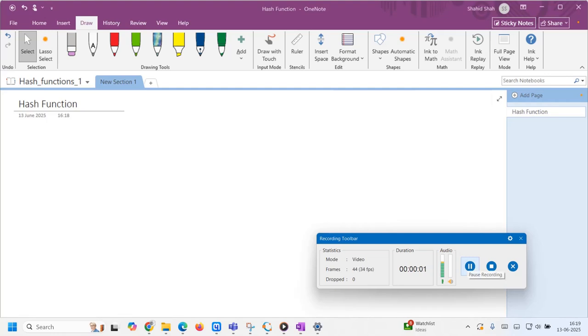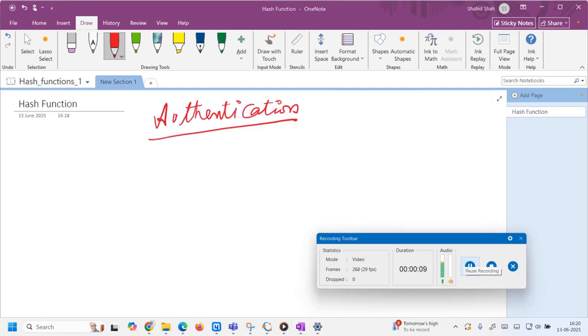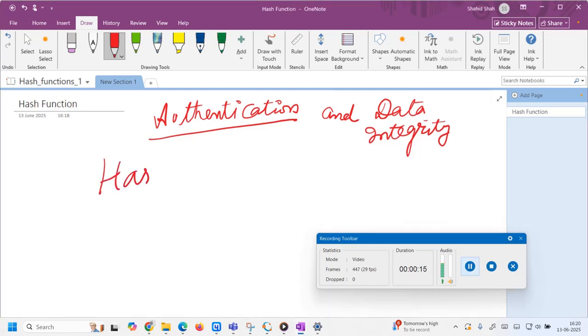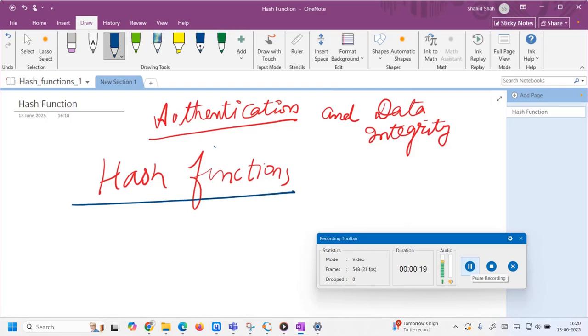Welcome to the next lecture. We will be studying mainly authentication and data integrity. In both cases, we have to use a class of mathematical functions which are called hash functions. So let's try to understand first what is a hash function.